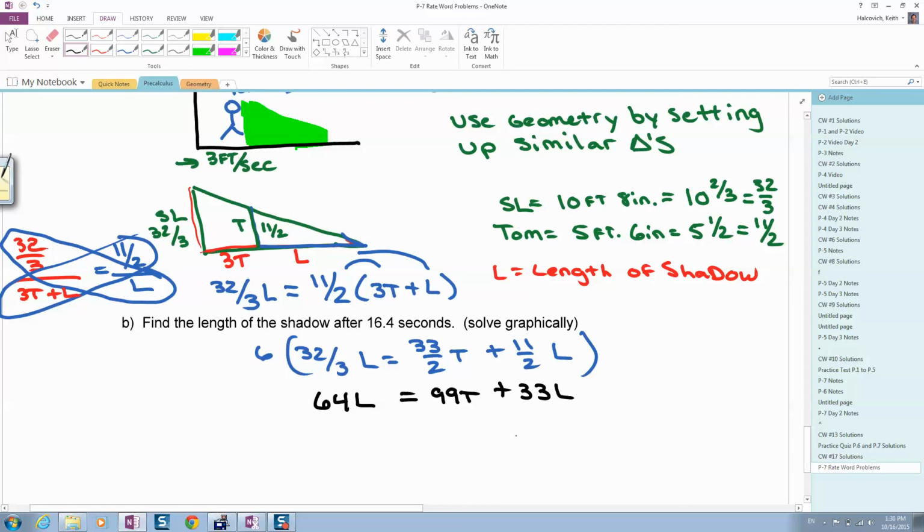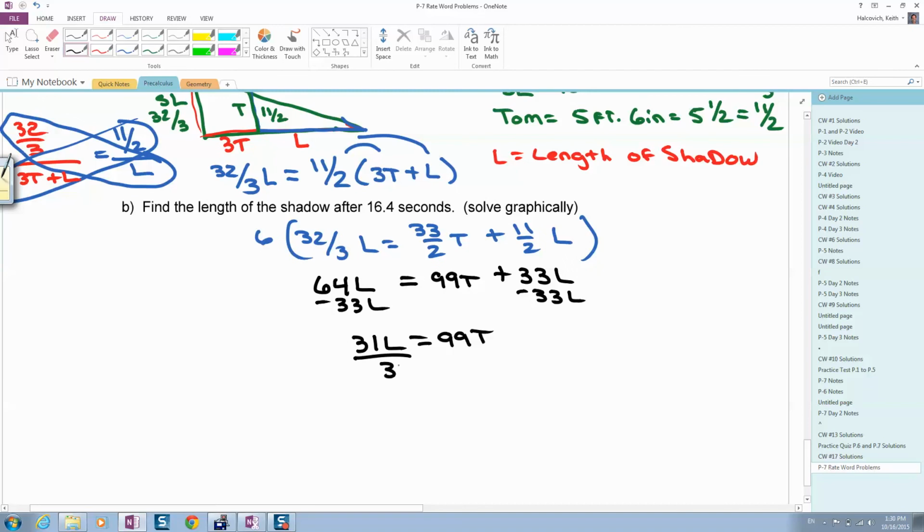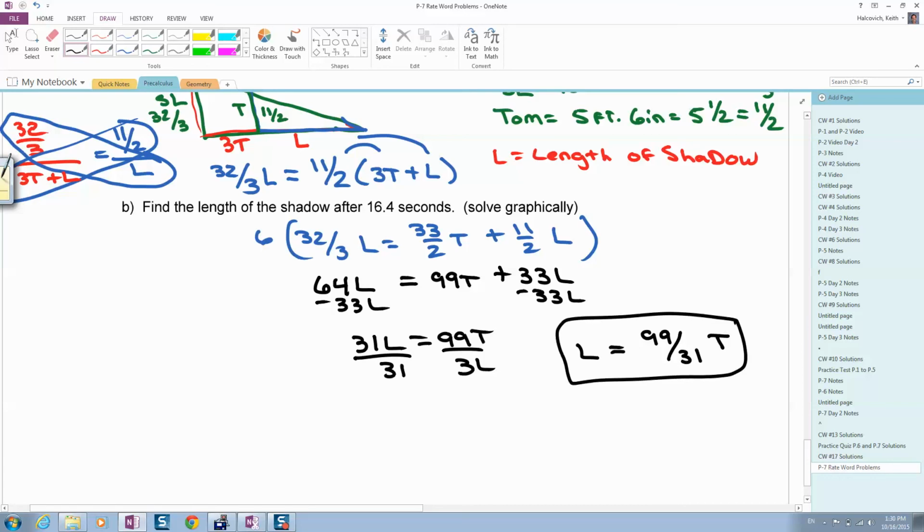Then you subtract minus 33L, so you get 31L equals 99t, and then when you divide by 31, you get L equals 99 over 31t. So that is your equation for L. L is equal to 99 over 31t.